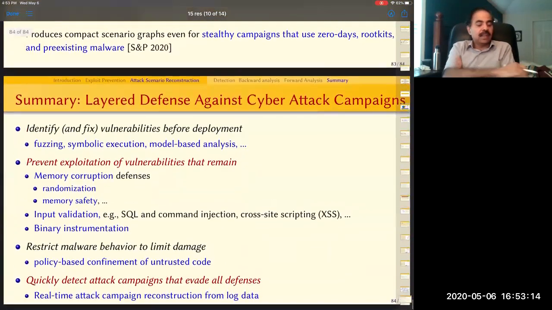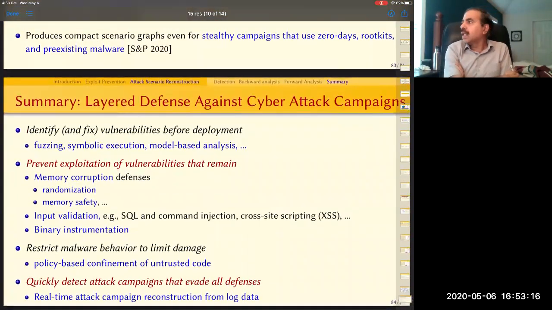So to summarize, we work on vulnerability analysis, vulnerability mitigation, and basically malware containment and detecting these attack campaigns.